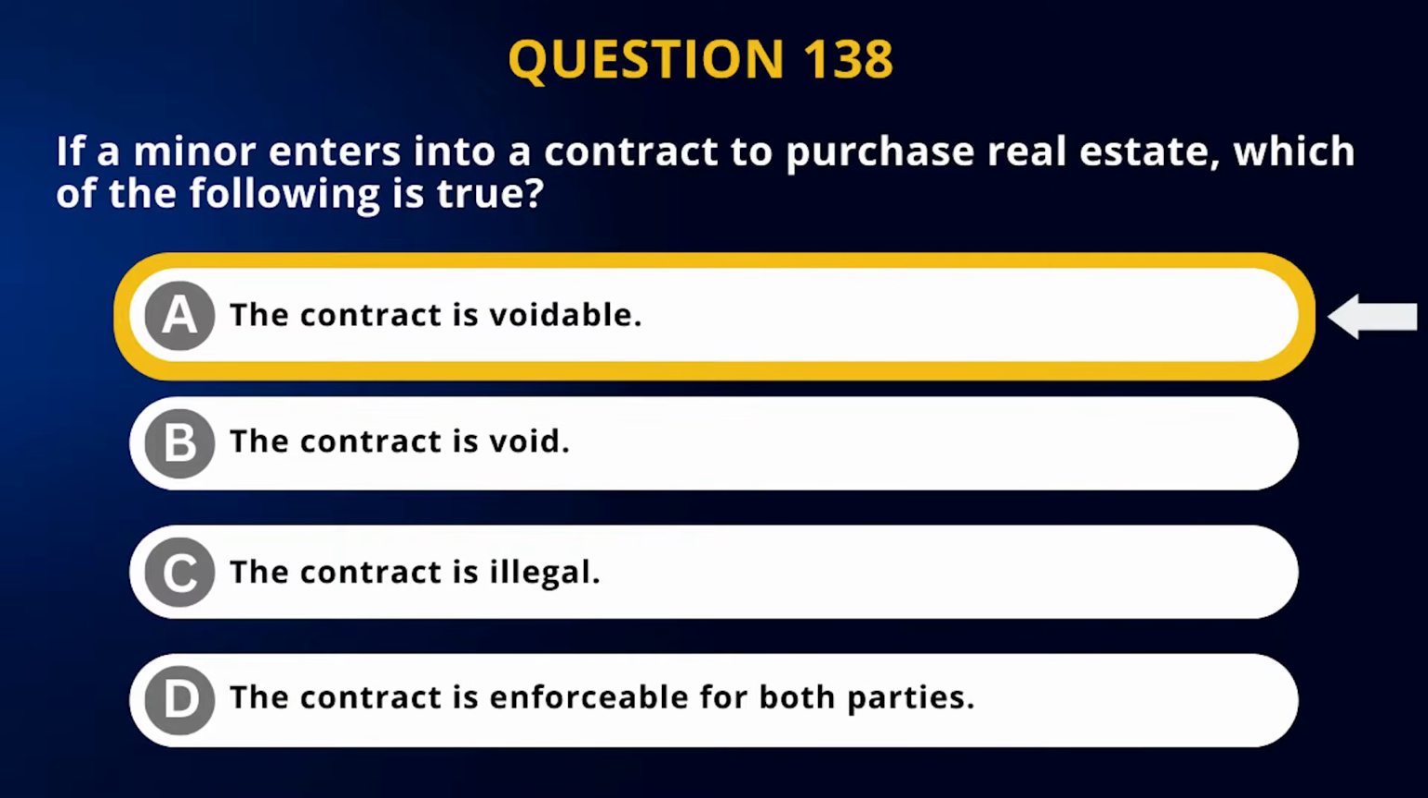All right, so minor, connect the word minor, entering into, and voidable. That's the way to go. It's not void, and it's not a contract that's illegal. It just becomes voidable.